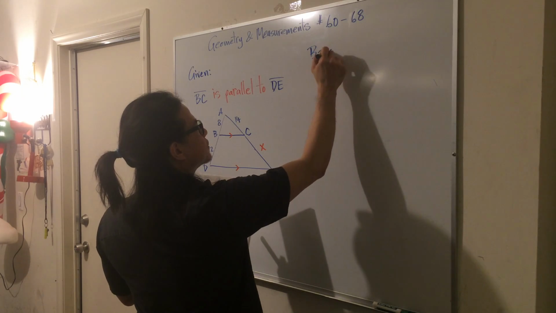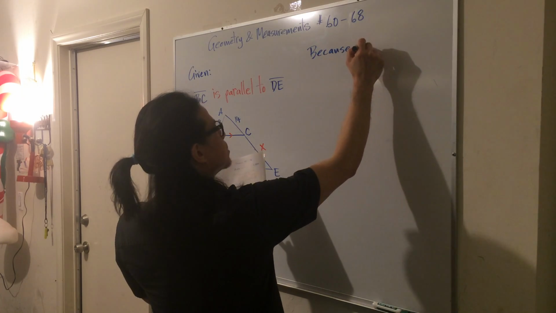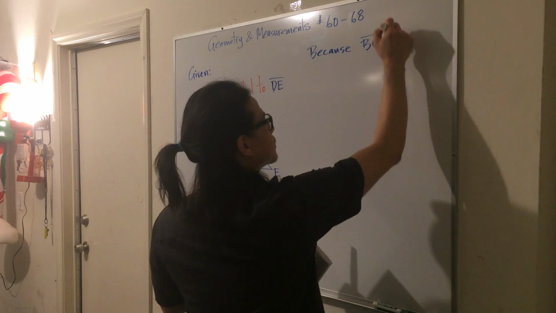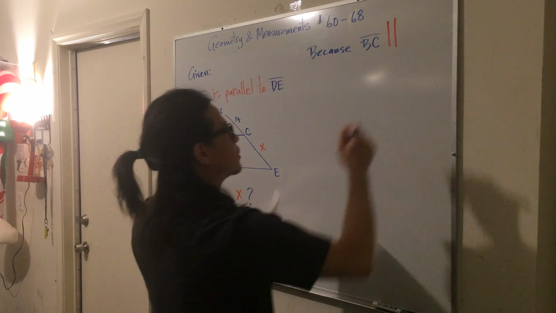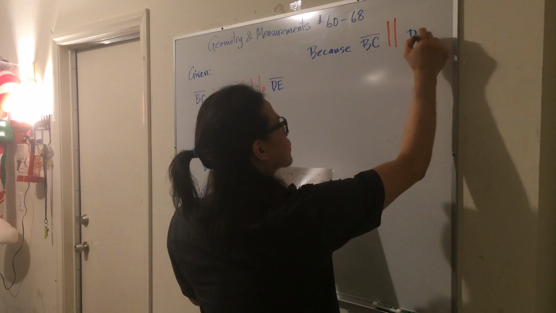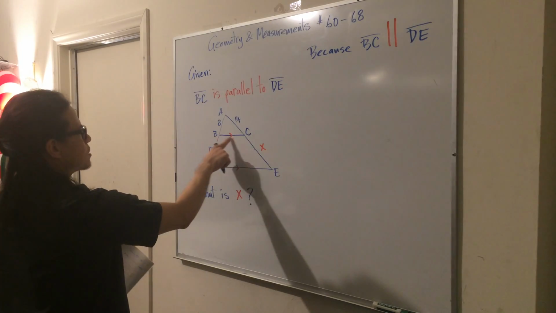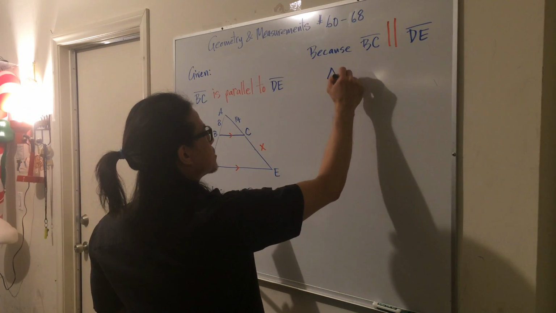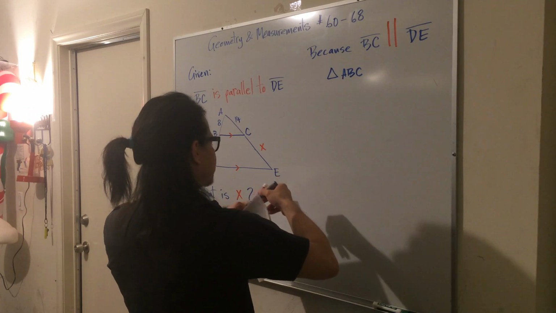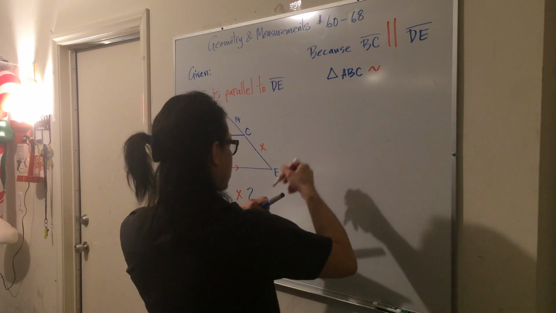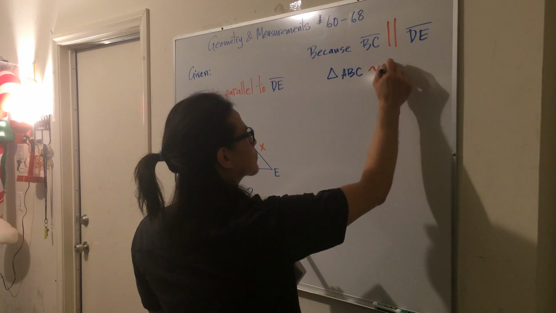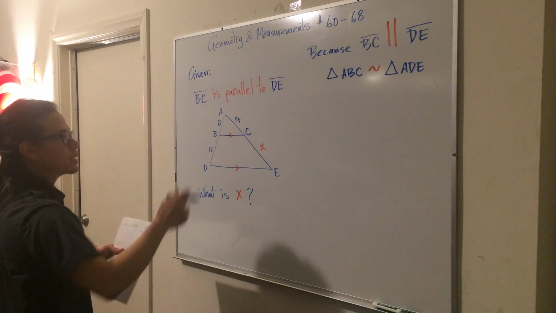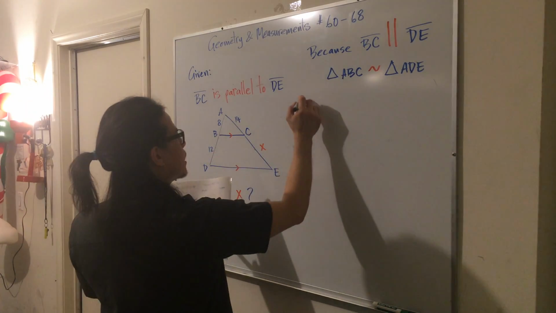Let's say because segment BC is parallel, let's use this to indicate parallel, to DE. Okay, so BC again is parallel to DE. We can say that triangle ABC is similar to triangle ADE.